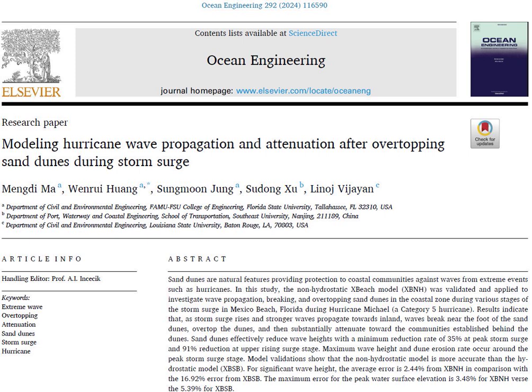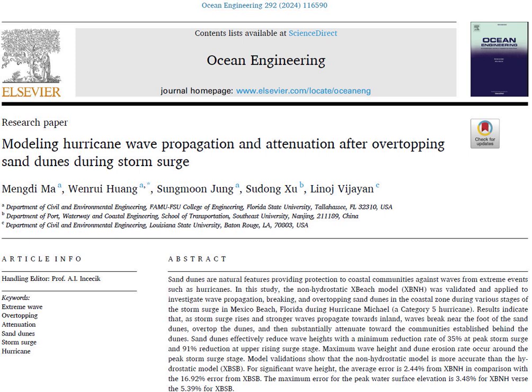So let's talk about this XBeach model. I'm familiar with some numerical modeling in general, but I'm really keen to hear how XBeach specifically simulates these complex coastal processes during a hurricane. XBeach is a really versatile tool that allows researchers to simulate a wide range of coastal processes, including wave transformation, overtopping, and dune erosion. In this study, they used 2 versions of XBeach: XBNH, the non-hydrostatic model, and XBSB, the hydrostatic model.